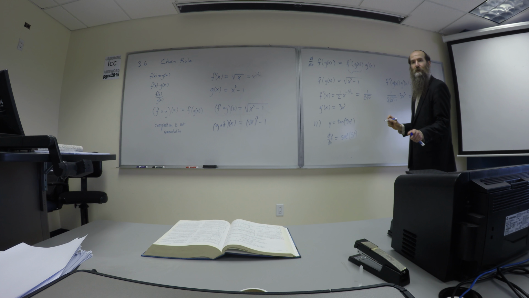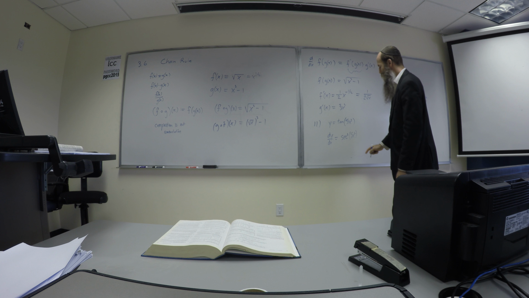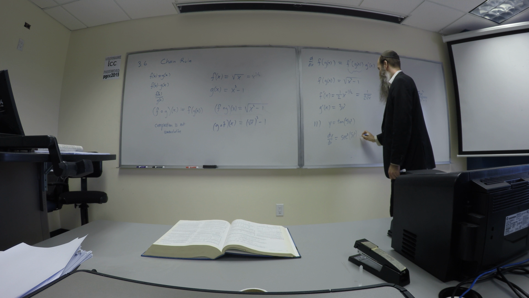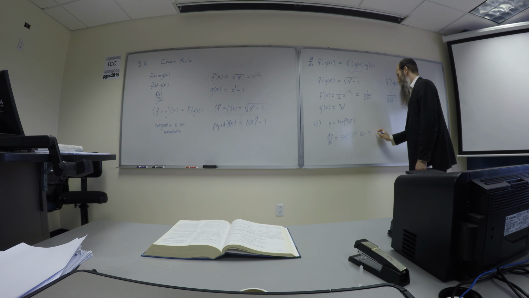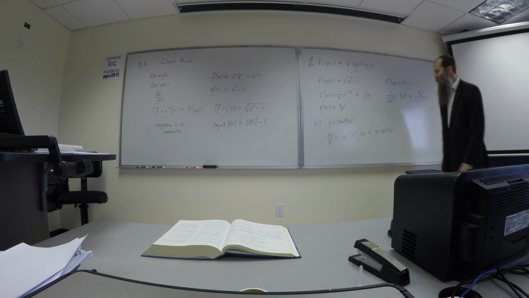Times 10x. You say 10x? 10x. Times 10x, that's right. Times the derivative of the 5x squared. So times 10x. And in general, it's better if you write the 10x out front so you don't get confused and think that it's somehow part of the argument of secant squared. So it will look like this. Okay?